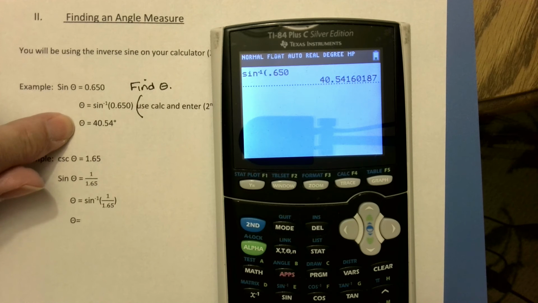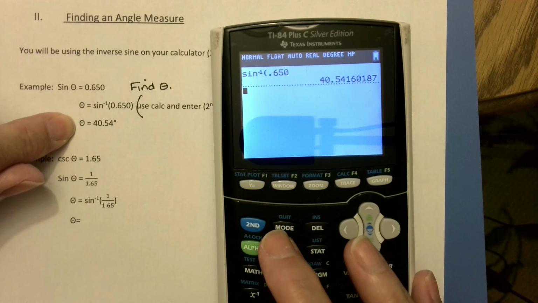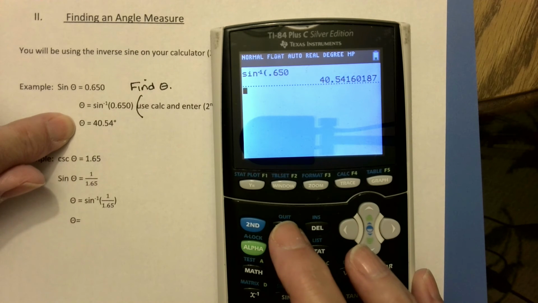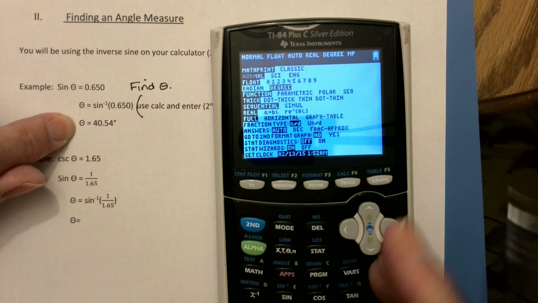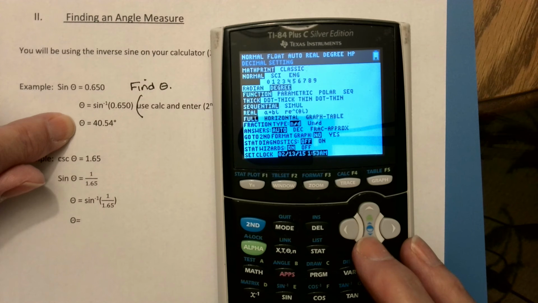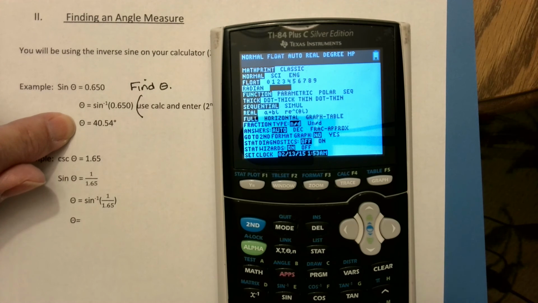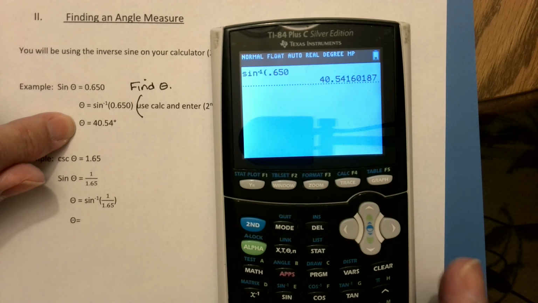Okay, now if you didn't, then you may be in radians instead of degrees, so you need to be in degrees. So hit this mode button right here and make sure it's in degrees. If not, take your down arrow till you get there, make sure it's flashing on it, hit enter, and then hit clear. And you could just do it again if you wanted to.